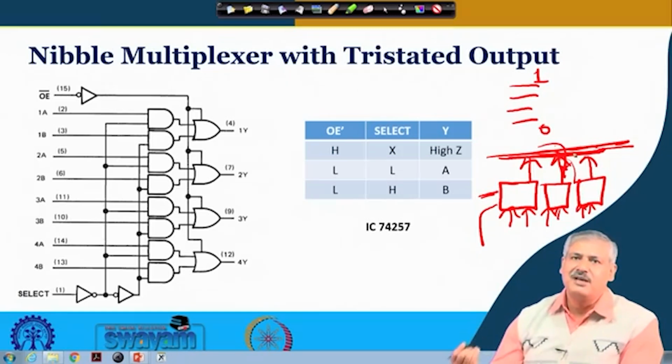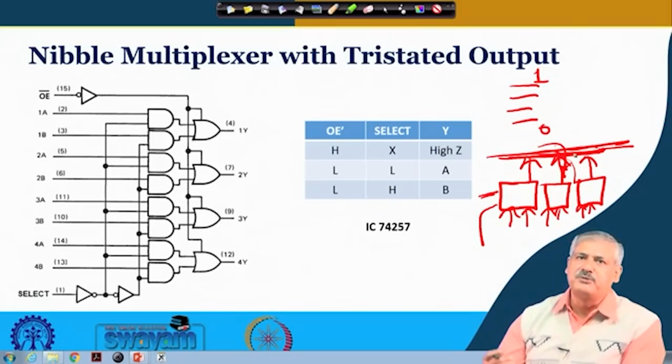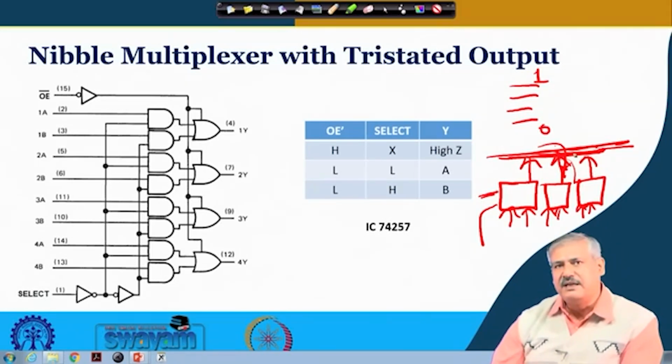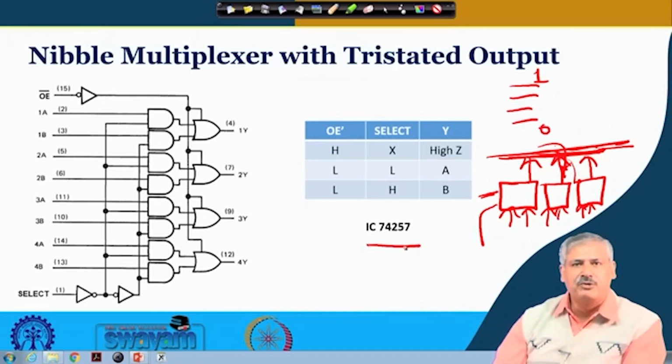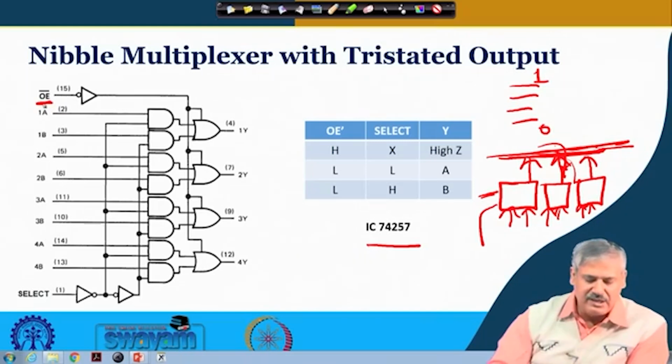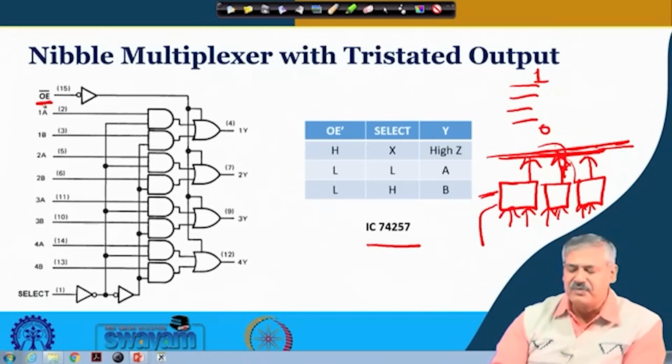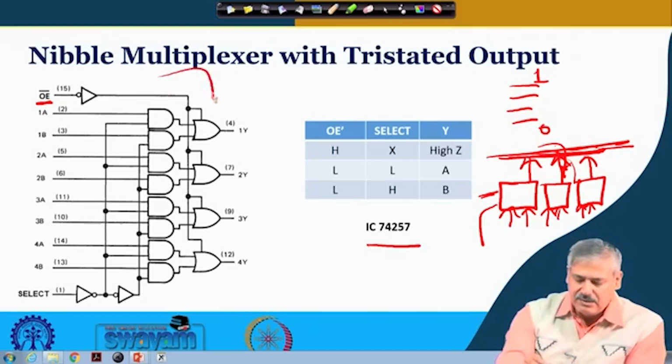This, as we have discussed before, is also achieved by a tri-stated output. This tri-stated output is useful whenever we are talking about grouping multiple bits and sending them from one place to another. It is more important in that context. So in this case, IC 74257, earlier we had seen IC 74157 is a nibble multiplexer. IC 74257 is also a nibble multiplexer, but now we have got an additional input over here, which is output enable. So what does this output enable do?